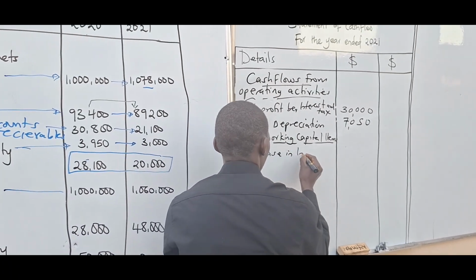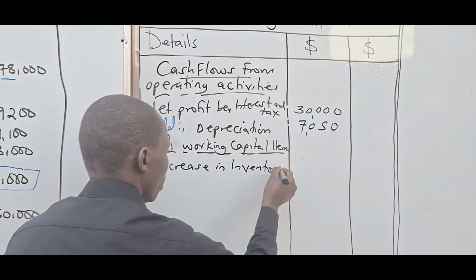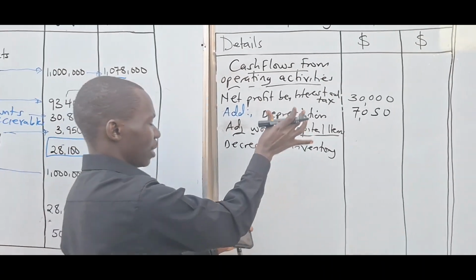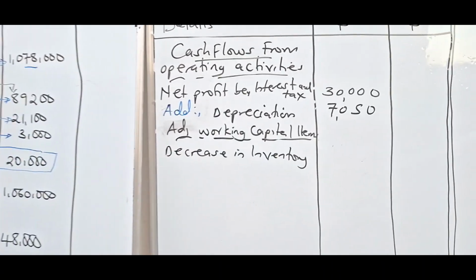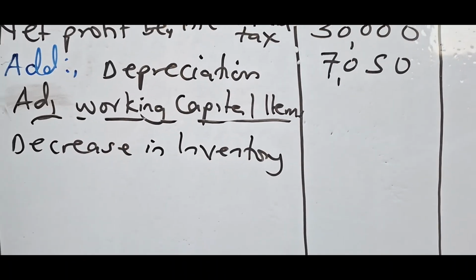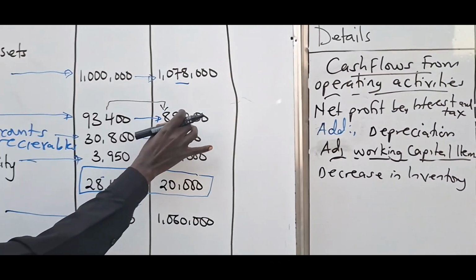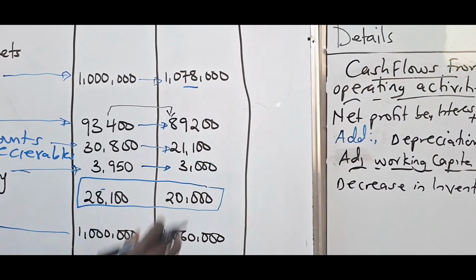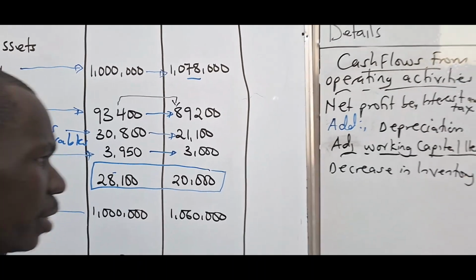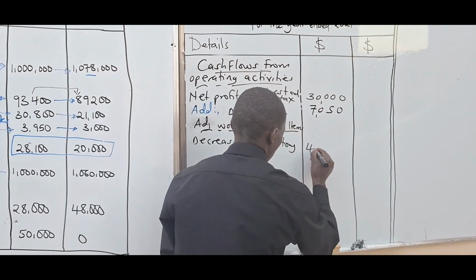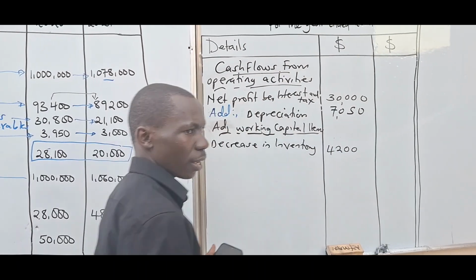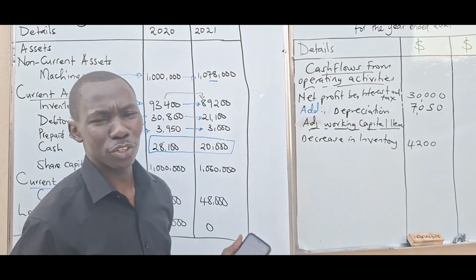in inventory. If it was an increase, we would put increase in inventory, but we have seen it was a decrease because in 2020 it was 93,400, then in 2021 it went to 89,200. Decrease in inventory of 4,200.